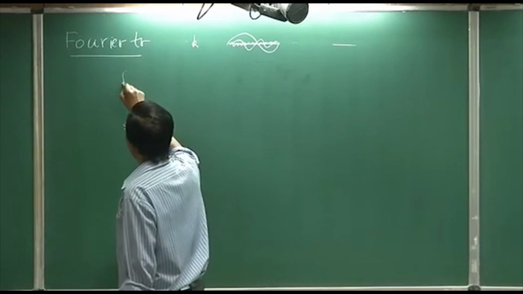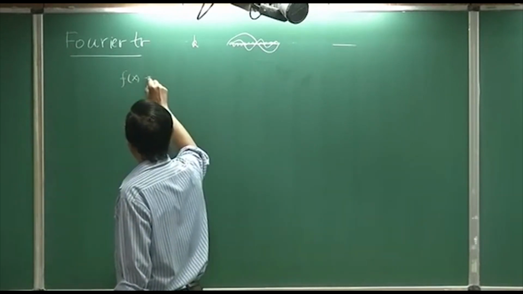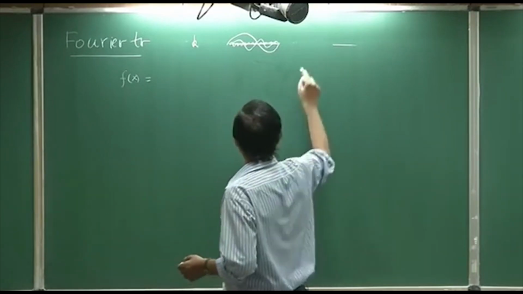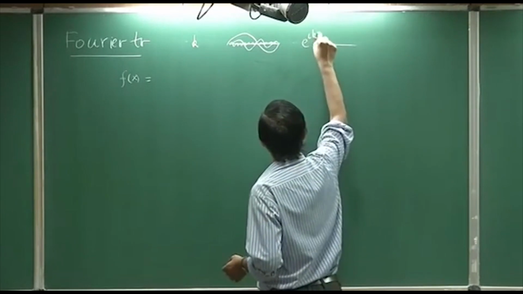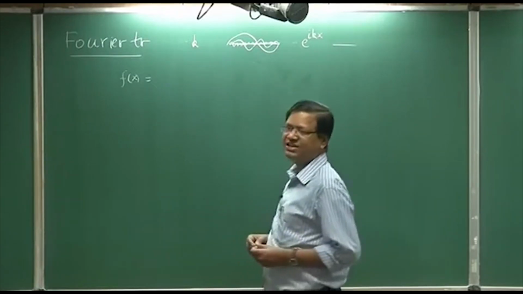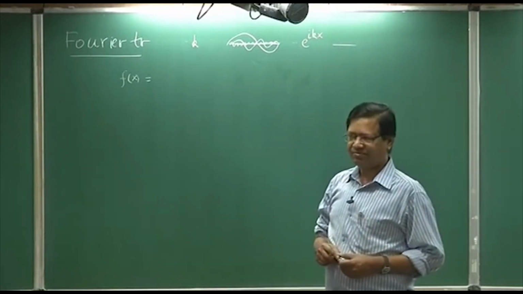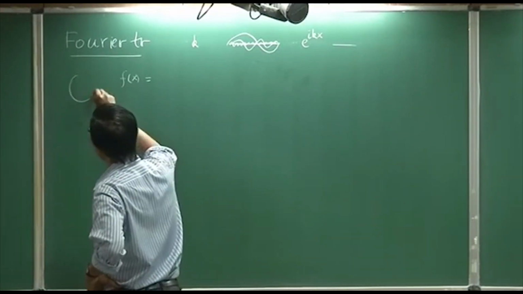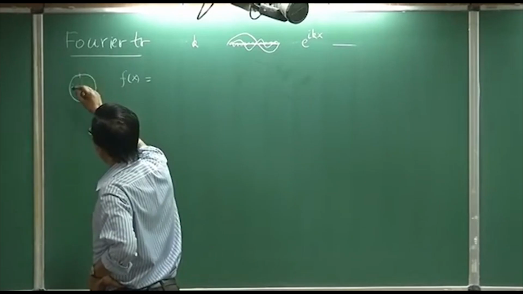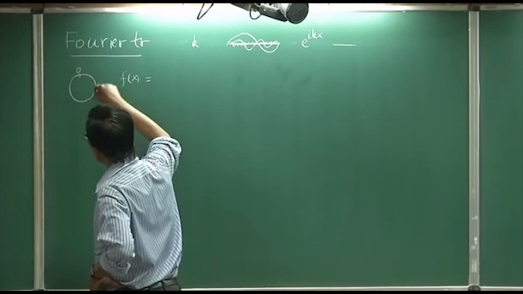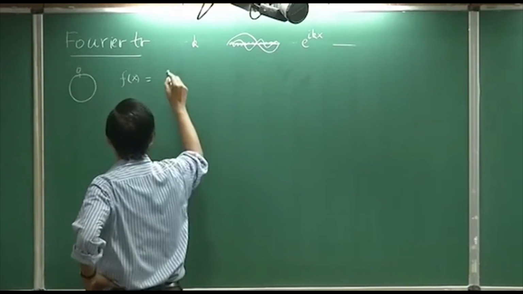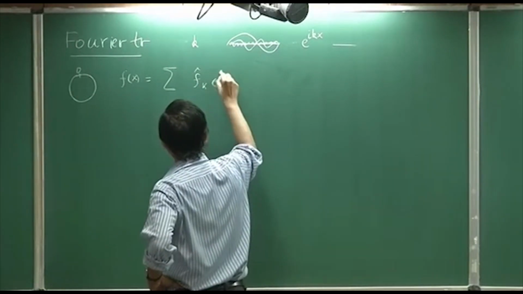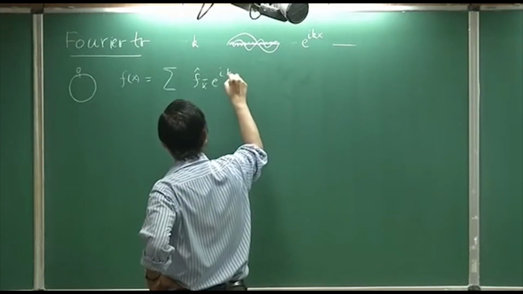So, the definition of Fourier transform is: given a function f(x), I will assume it to be periodic. I am going to explain in terms of e to the power i k x, but you can easily generalize in terms of sin kx and cos kx as well. If the function is periodic from 0 to L, where this length is L, then you can write it as a sum of f hat of k bar times e to the i k bar x.